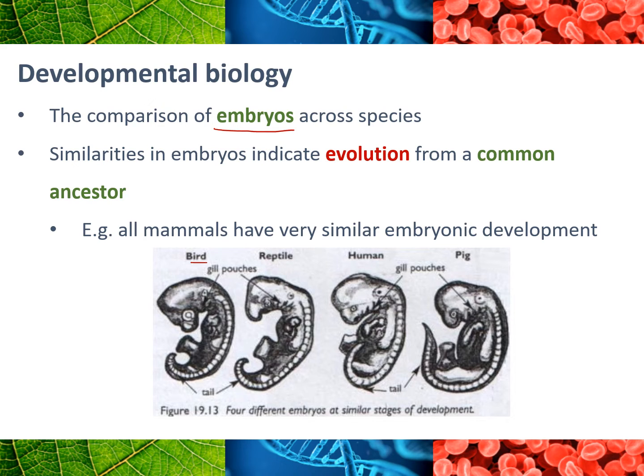If we look here, we've got a bird, a reptile, a human, and a pig. In the very early stages, they all look very similar. Humans have an embryonic tail that actually has vertebrae in it. We have gill pouches, which obviously, we don't have gills, but in that embryonic development we do, because we all shared a common ancestor that did have gills. Okay, so that's basically all you need to know about developmental biology, just comparing embryos and that they tend to be very similar because of the shared evolution.